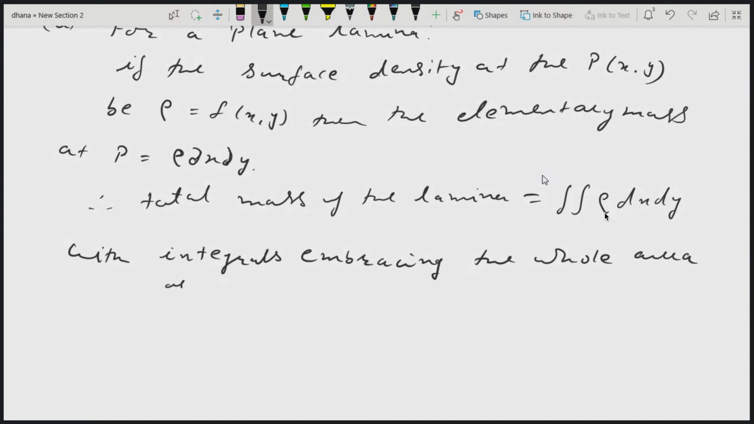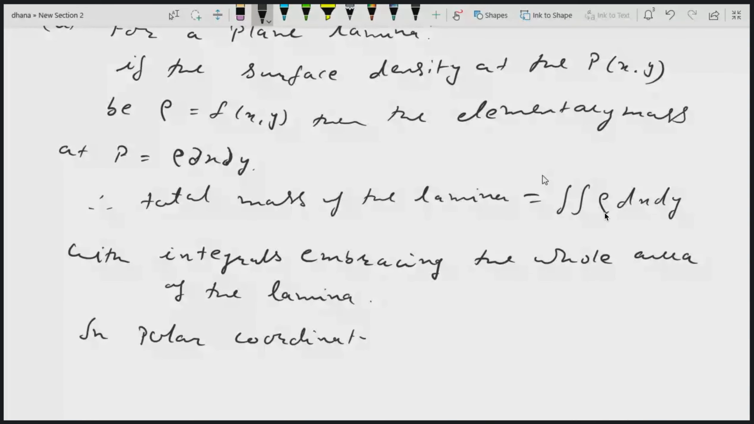So this is how you calculate the total mass of the lamina. Double integral, this rho function will be given to you, dx dy. You solve it, and the result will be the total mass of the lamina. The same thing in polar coordinates.